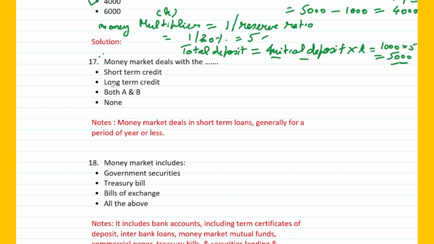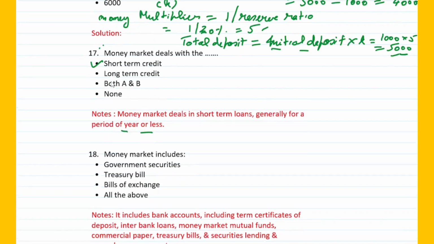Money market basically deals with short-term credit, right? Here you look at the notes. Money market deals in short-term loans, generally for a period of a year or less. So any deposit or loan which is for a period of 1 year or less, the money market deals with it.